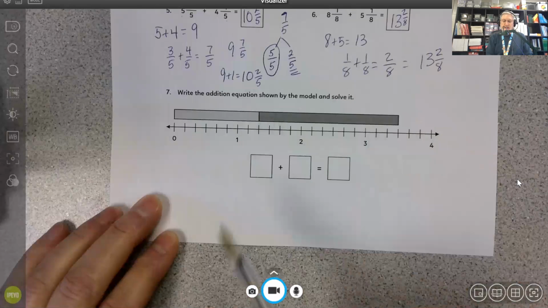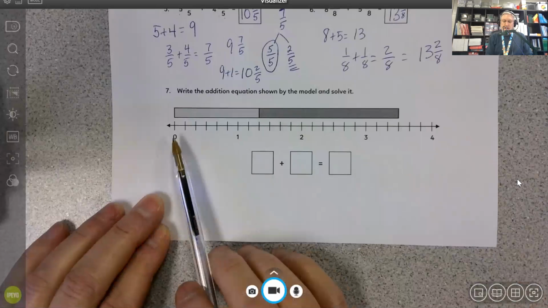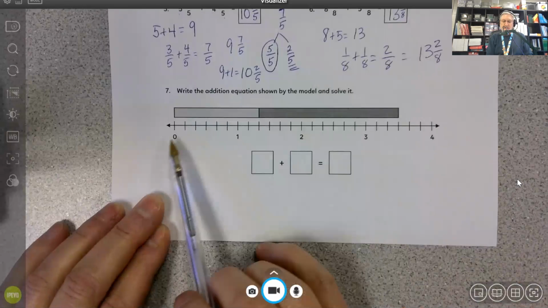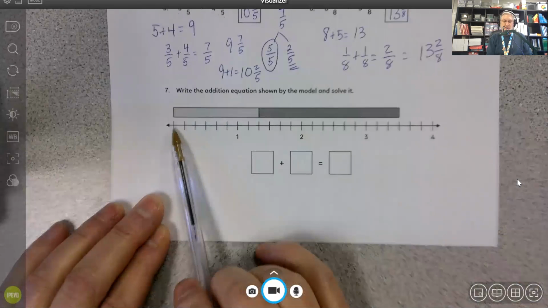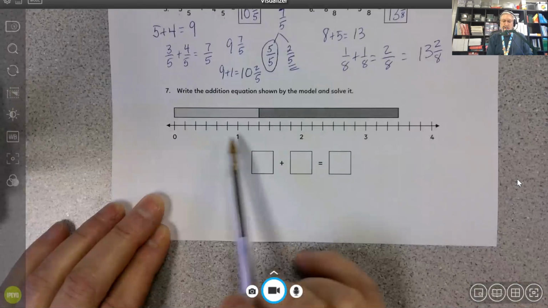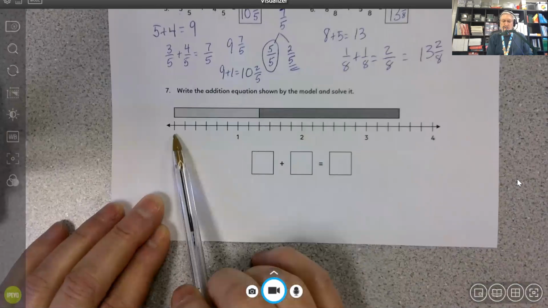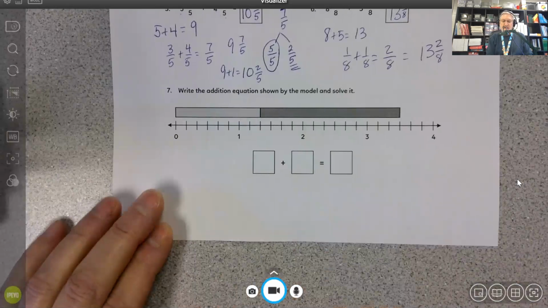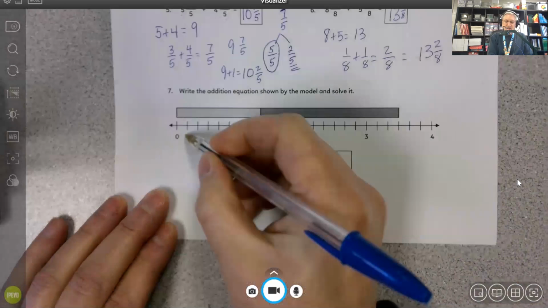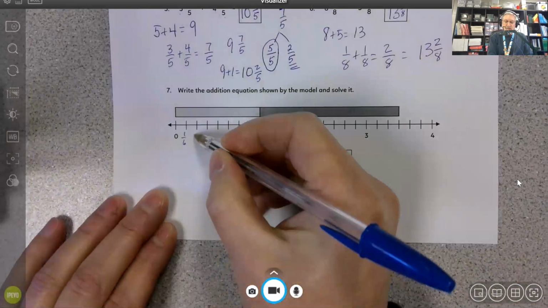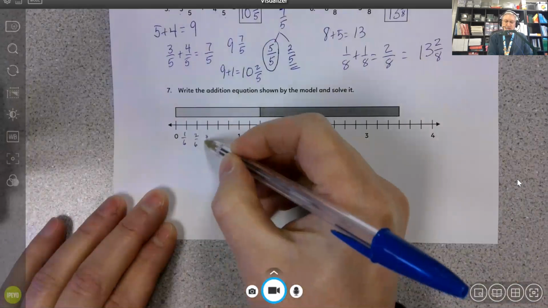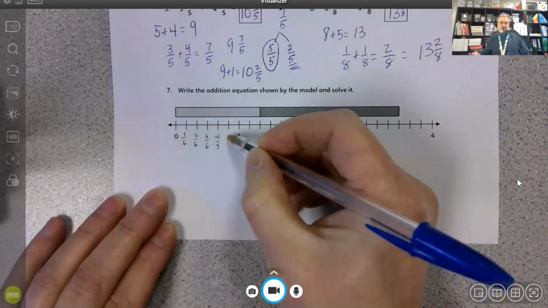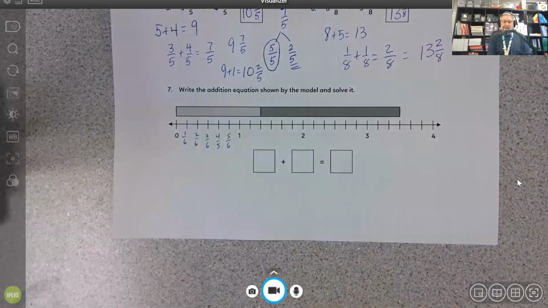And so I have to figure out how long this light gray is and how long this dark gray is. So the next step is I have to figure out what fraction I am dealing with, mixed numbers. So I can find out the fraction by counting my tally marks between my whole numbers. So let me count 1, 2, 3, 4, 5, 6. So I know that in between are going to be 6. So that's 1/6, 2/6, 3/6, 4/6, 5/6. Okay? And then I have the number 1.